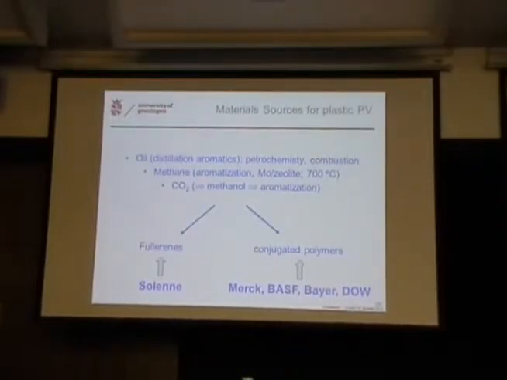So how do you make the materials for plastic solar cells? Oh, you can make them from oil, just the normal petrochemistry. You can do combustion if you want to make fullerenes from that. You can use methane and then go aromatization, molybdenum and silicides at 700 degrees.